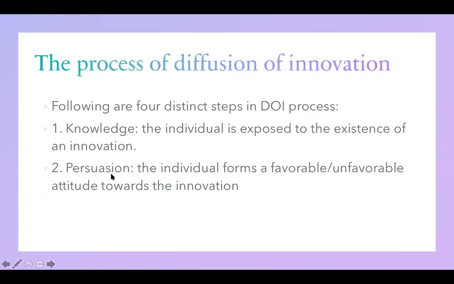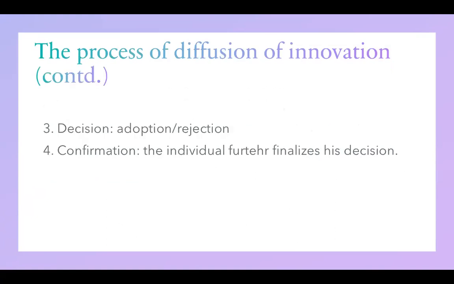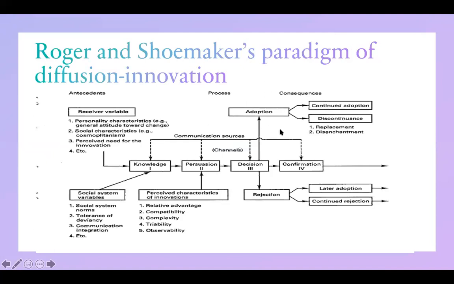All right. Second stage is persuasion. The second stage is when an individual is persuaded to get the product, to adopt the idea. And after persuasion comes the stage of decision, and then finally the individual decides, all right, I'm going to adopt the idea or get the product. An individual may either adopt or may reject. Either of the choices may come here. And then confirmation: the individual further finalizes his decision. All right, this is the main model.